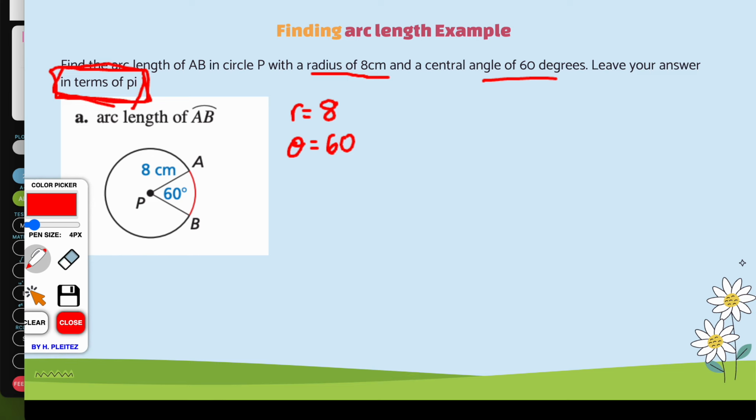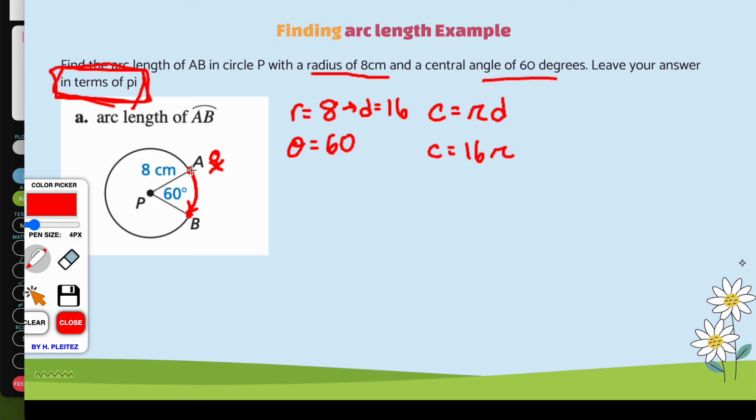So again, I think of running. We're starting at point A, running our track down to point B. I want to figure out how much I ran. Well, if we ran the full circle, that would be the full circumference, right? So C equals pi d. In this case, our radius is 8, which means that our diameter is going to be 16. So our full circumference is 16 pi, right?